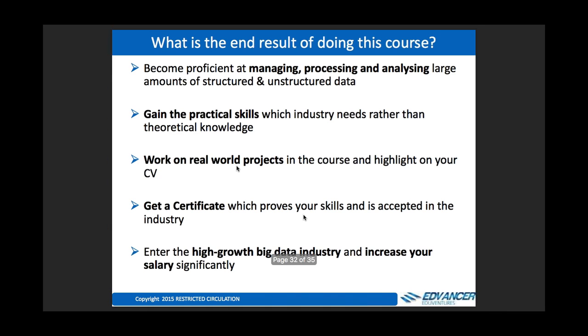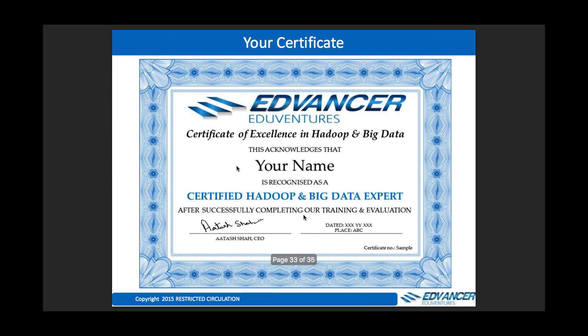We introduce you to MapReduce through a workshop, and talk about advanced MapReduce concepts. Then different components in the Hadoop ecosystem. We introduce you to Pig, Hive, Sqoop, Flume, NoSQL databases, Zookeeper, Oozie, and we conclude the session by talking about Hadoop 2.0 and YARN. At the end of this course, you will be proficient at managing, processing, and analyzing large amounts of structured and unstructured data.